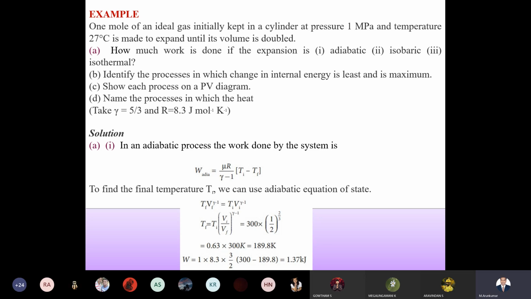So we have the value of T1, and we know the volume is doubled. V final is equal to 2 times V initial.